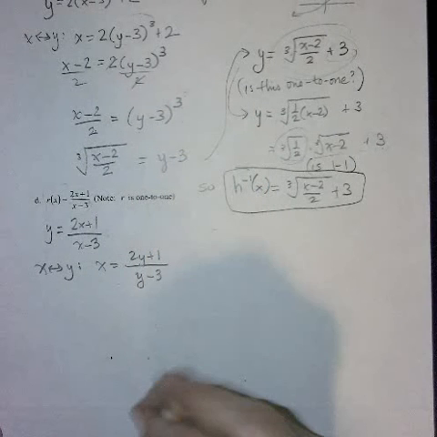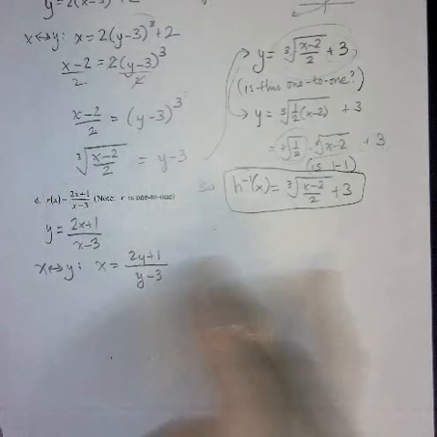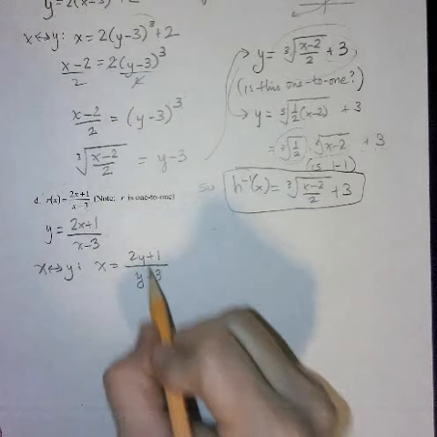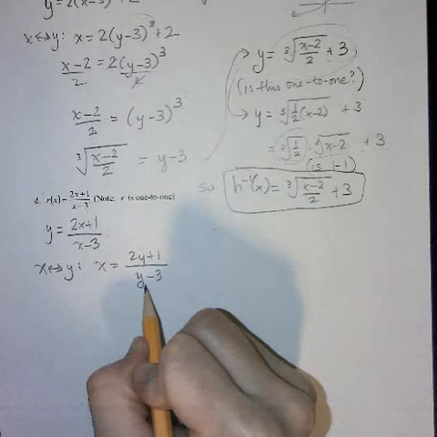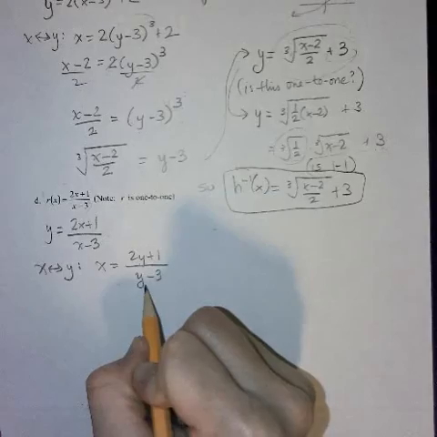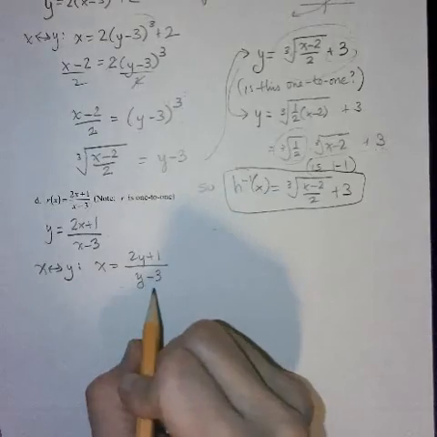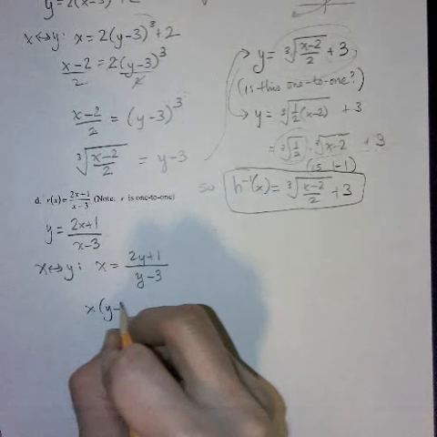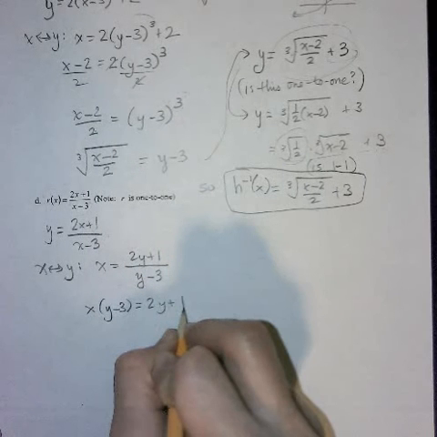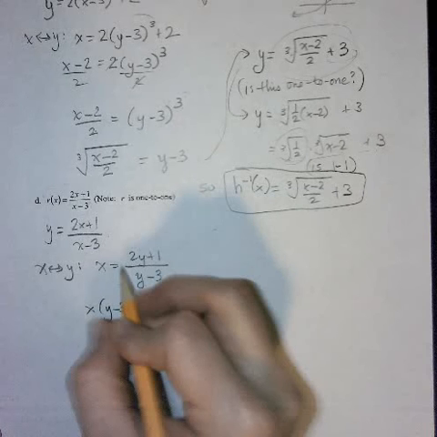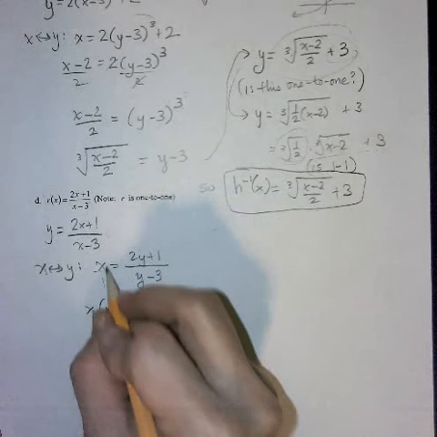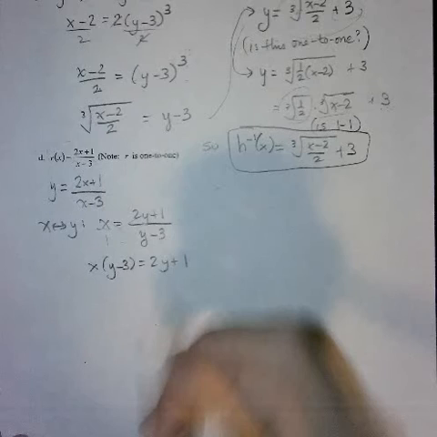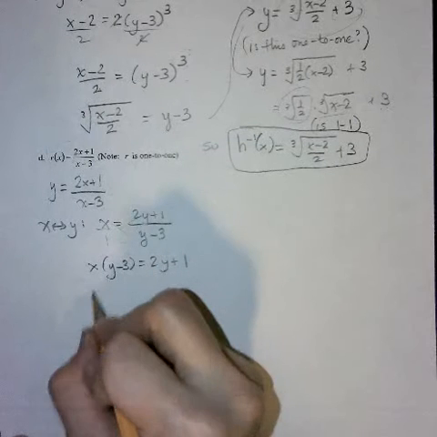And this is a little tricky to solve for y because you've got y in the numerator and the denominator. What you want to do here is get rid of the fraction first. So multiply both sides by y minus 3. You can also kind of think of it as cross multiplying if you like that. And then distribute: xy minus 3x is 2y plus 1.